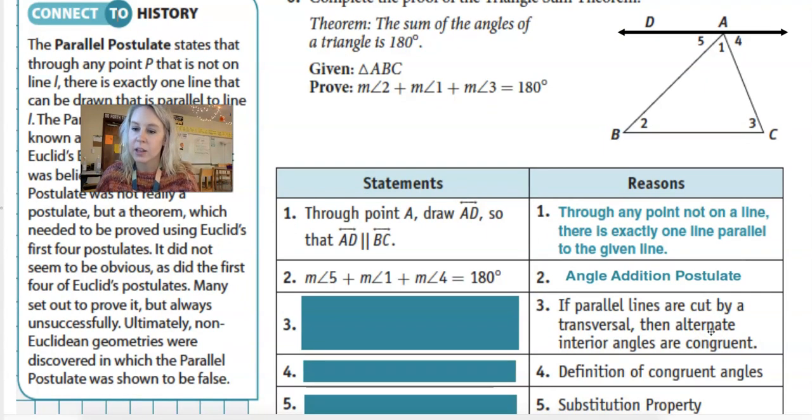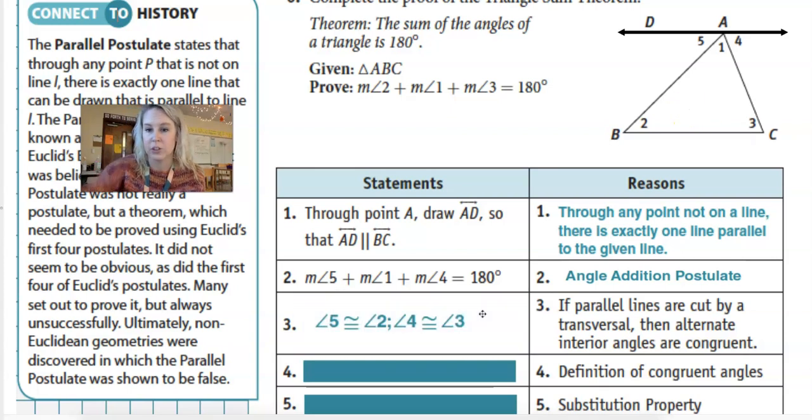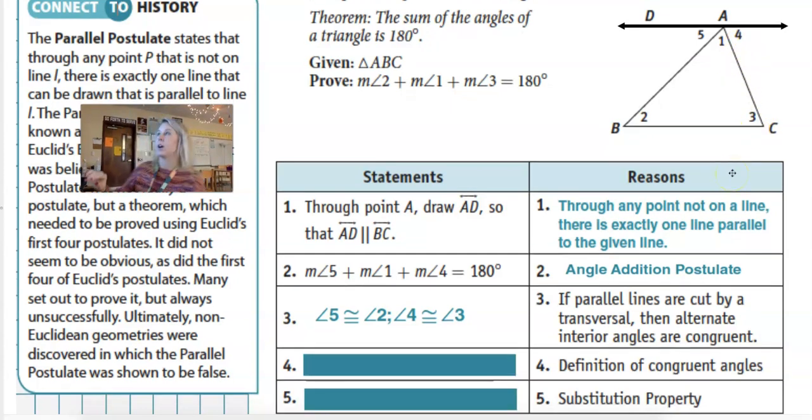Number three says, if parallel lines are cut by a transversal, then alternate interior angles are congruent. Since I have parallel lines AD and BC, I now have alternate interior angles. My alternate interior angles are 5 and 2, alternating on the inside, so I know they're the same. My other alternate interior angles are 4 and 3. So I know angle 5 is congruent to angle 2, and angle 4 is congruent to angle 3, because those are alternate interior angles. I'm going to go ahead and make that mark.